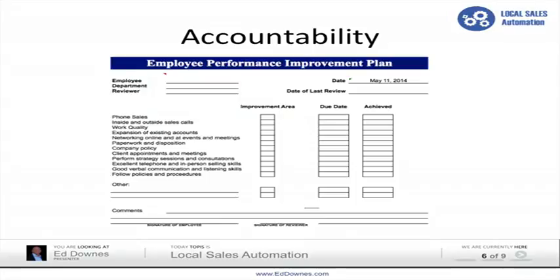if you're filling one of these out, you would check off under improvement area, or put an X or a check mark in the box specifying that that's an area they need to improve on, and then you'd specify the due date. Then the employee would sign at the bottom, and on the due date you'd review with the employee. If they had improved, then you would initial under achieved, that they achieved that and that they were successful in their performance improvement plan. If they did not, then that would be grounds for termination.